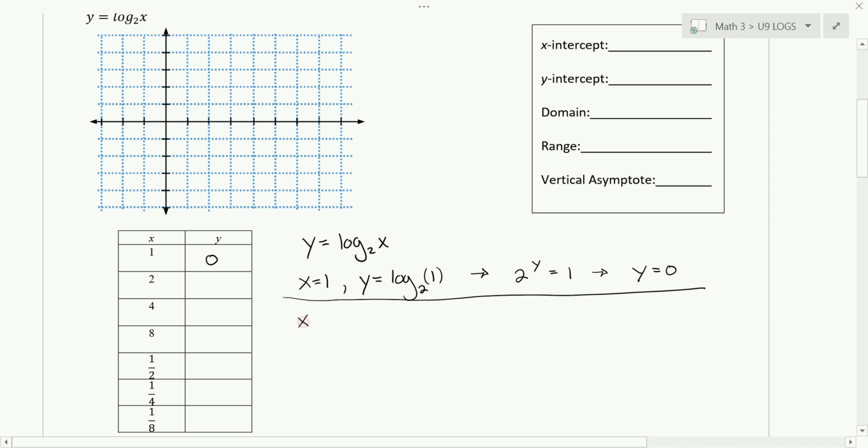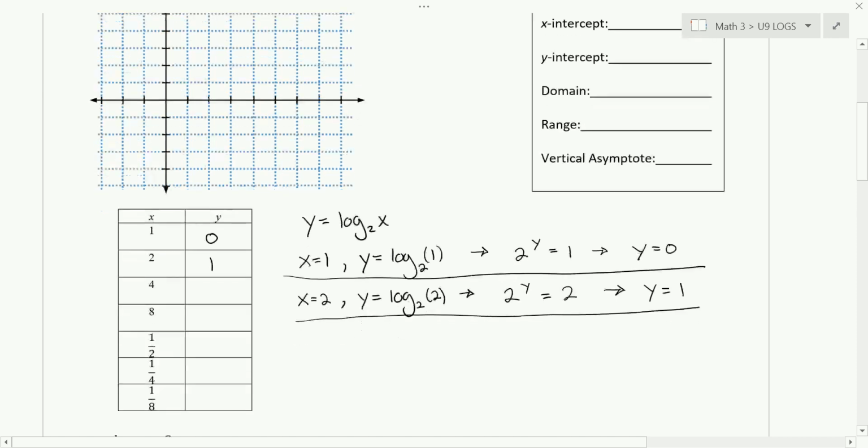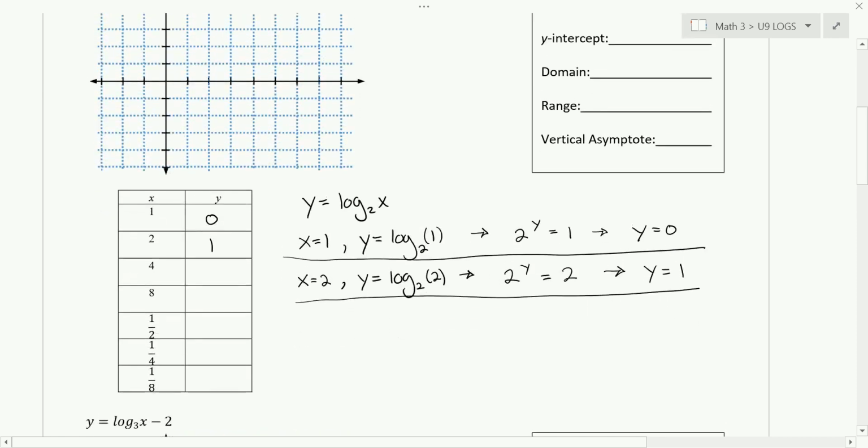When x is 2, y is going to equal log base 2 of 2. We change that out of log form, we get 2 to the power of y is equal to 2. So from that equation, we can say y is going to equal 1. Why don't you finish filling out the table?